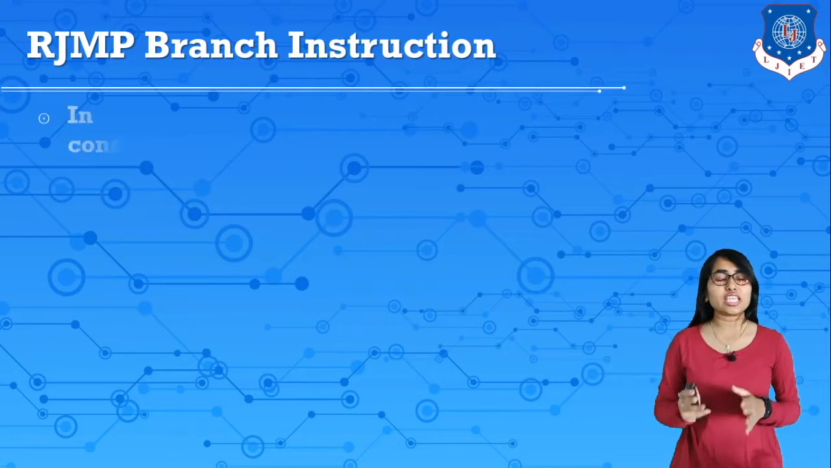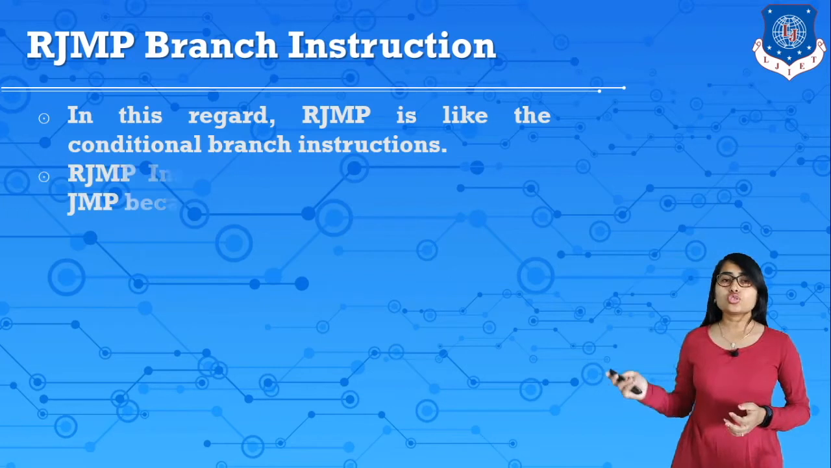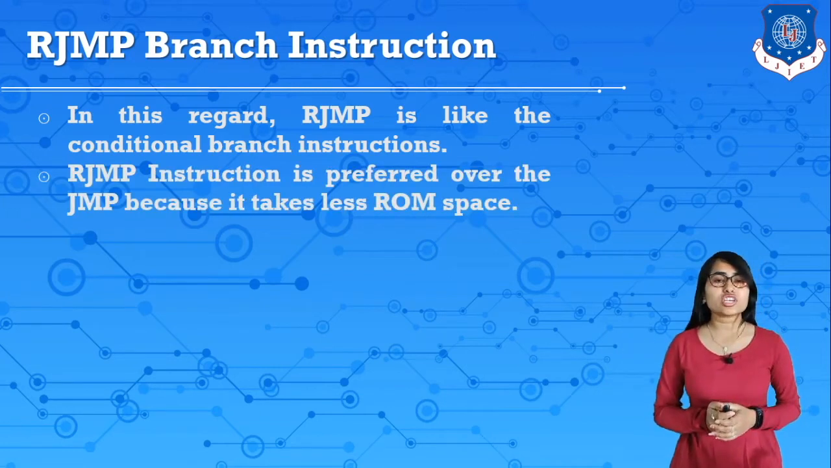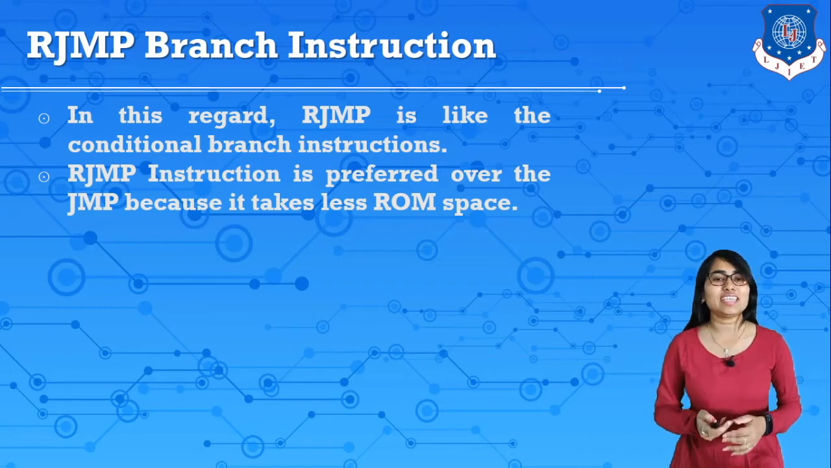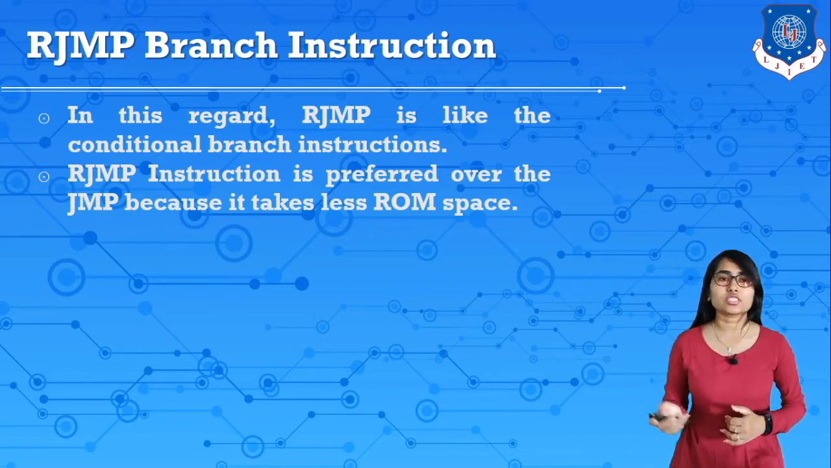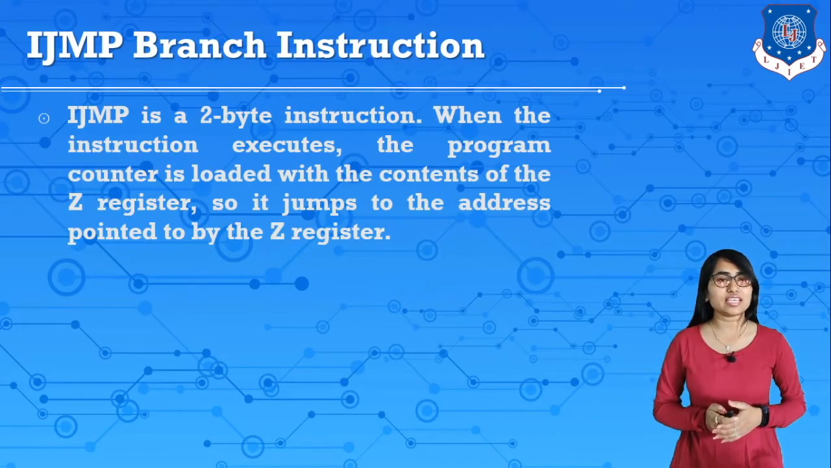So this RJMP instruction is like a conditional branch instruction. This RJMP instruction is preferred over the JMP instruction because it takes less ROM space. Now next, here we have the IJMP branch instruction in AVR.